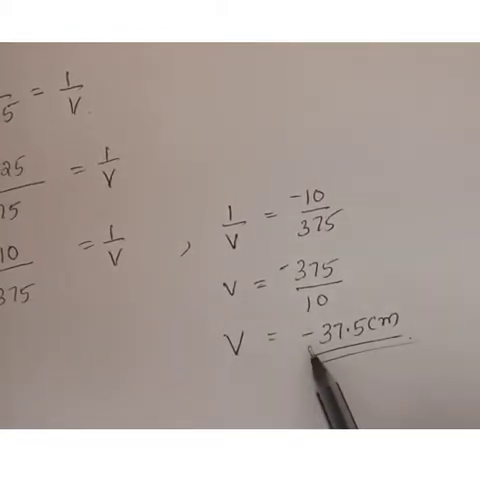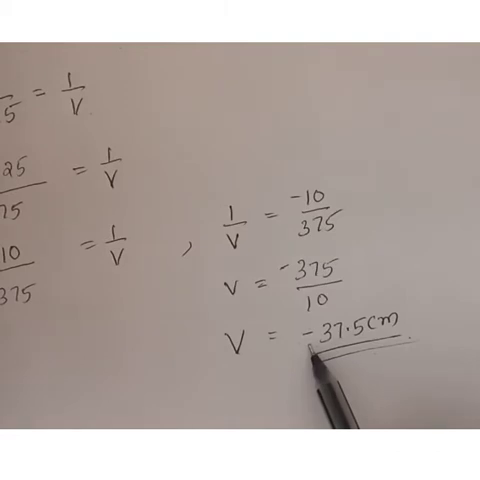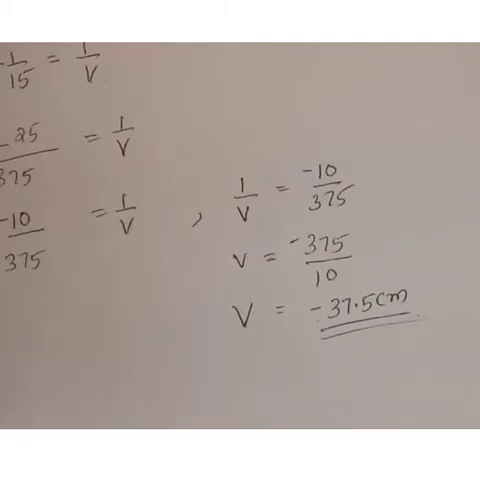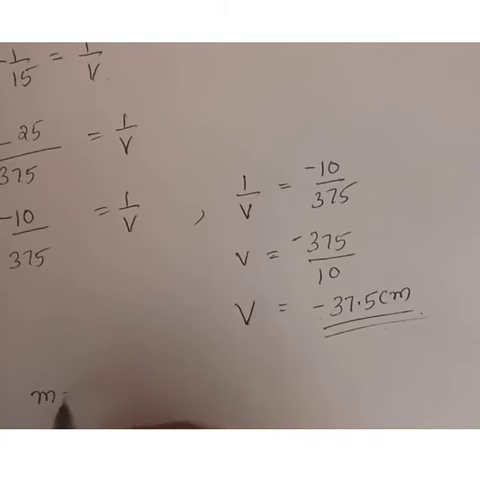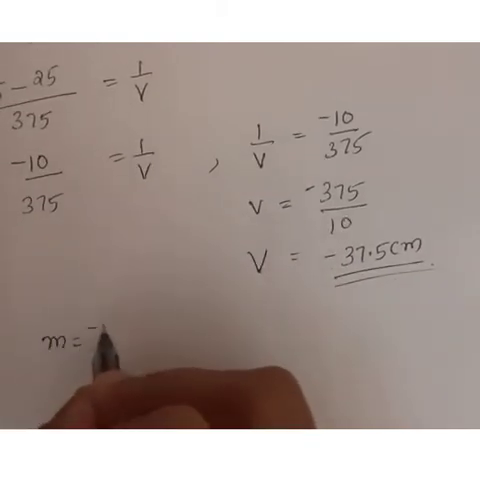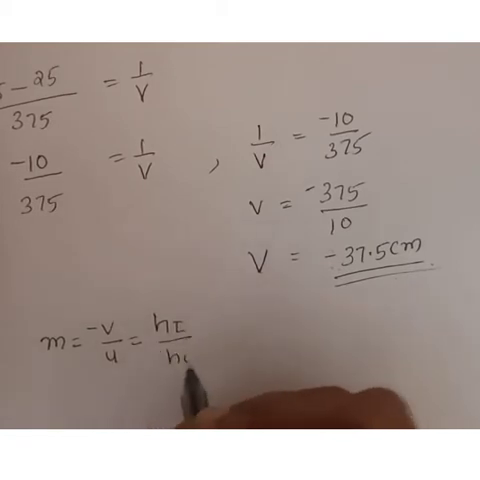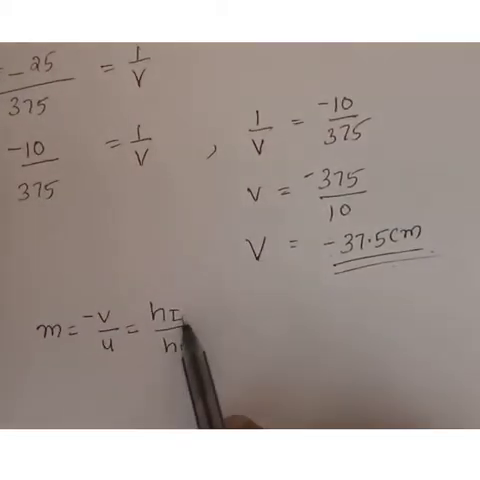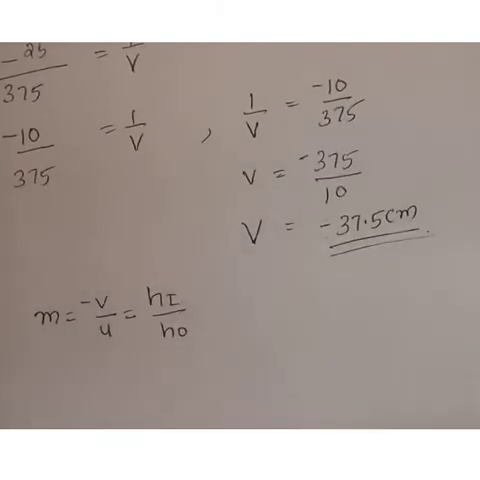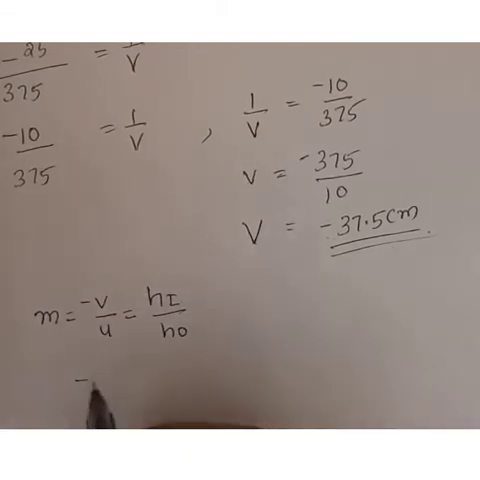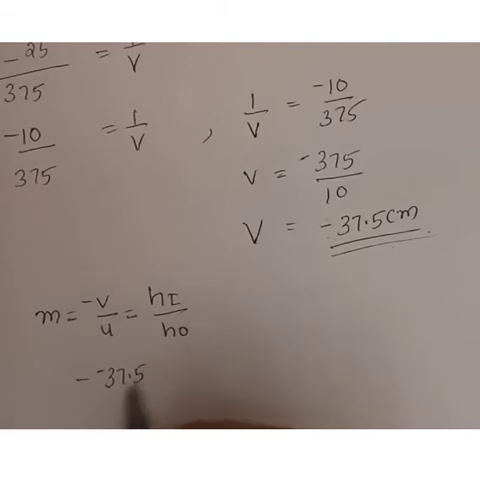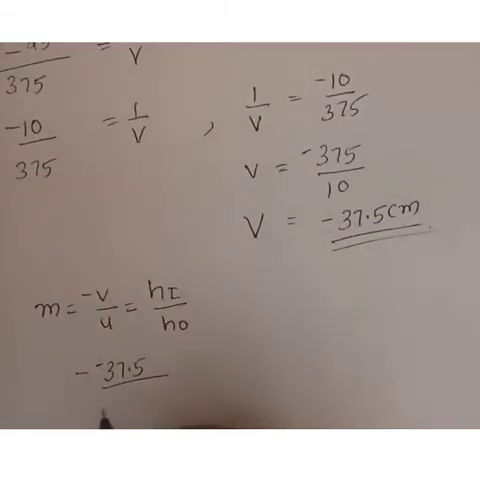But you have to find out the magnification also, then how to say the nature of the image. So how can you find out magnification? M is equal to minus v by u, which is also equal to hi by ho. Hi means height of the image, ho means height of the object. So here minus v by u is minus, and also v is minus 37.5. So minus 37.5 divided by u. What is the value of u? u is minus 25.